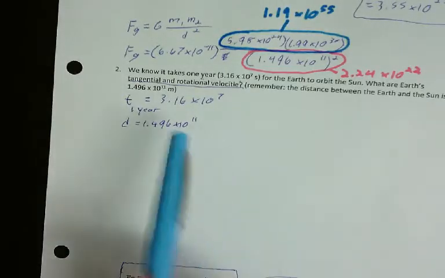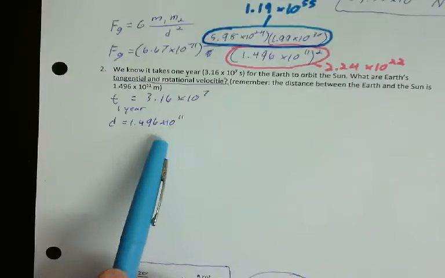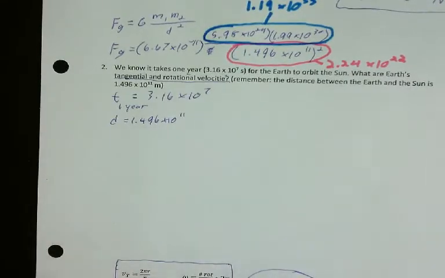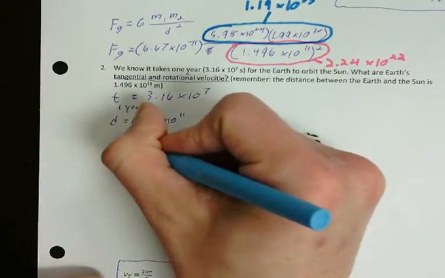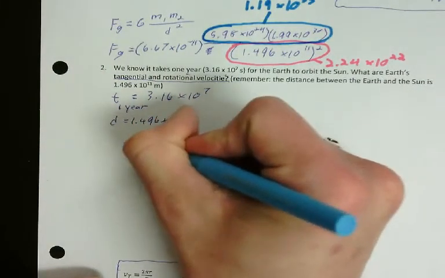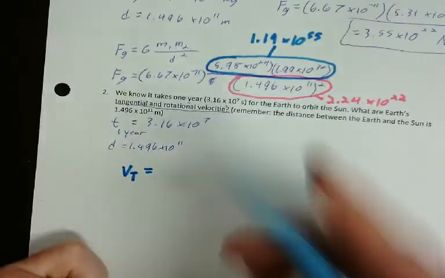Okay, so we started with writing down the time. We started by writing down the distance, so those are just our given values. We're solving for VT and omega. So let's start by finding the tangential velocity. The tangential velocity equation is 2 pi r over capital T.